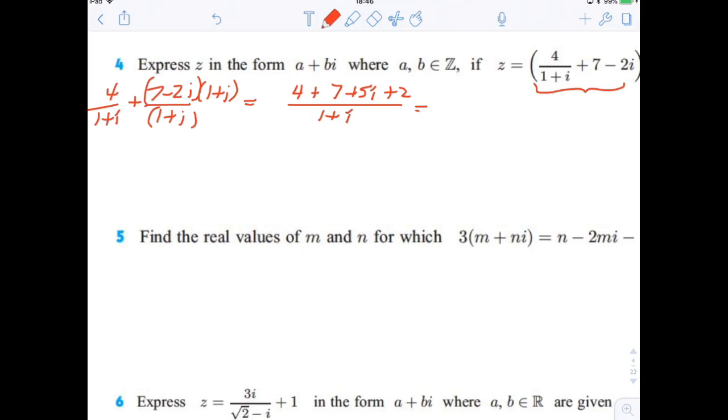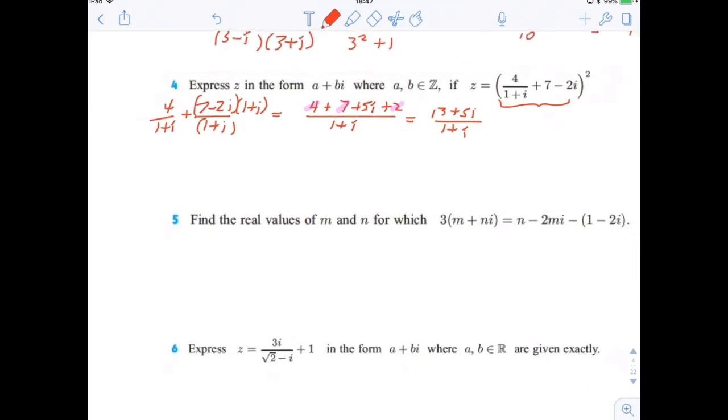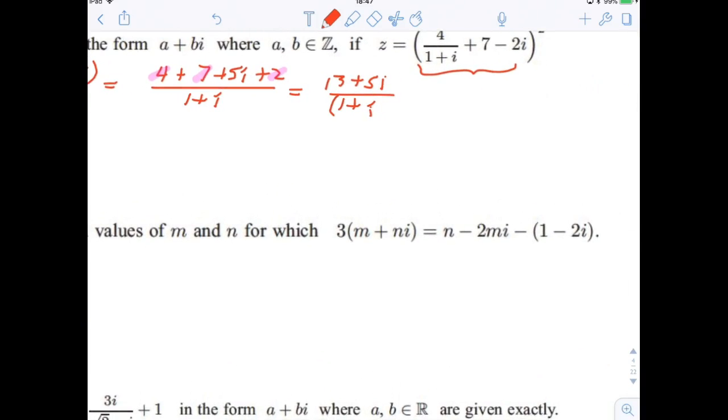And let's simplify the top. So we have 4, 7, and 2, we add all those together because they're all real. We get 13 plus 5i. On the bottom, we have 1 plus i. How do we divide? When we divide, what we do is we multiply by the complex conjugate of the denominator, so that we just reduce it to a term that has a real number in the bottom.